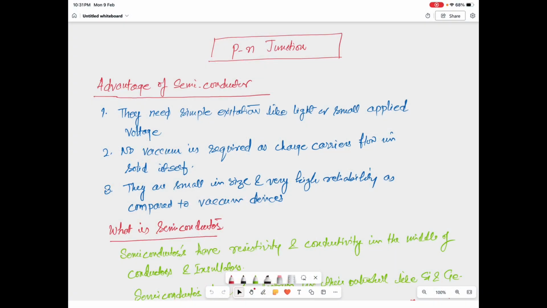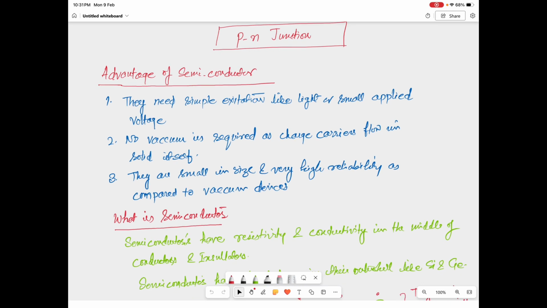In this video, we will discuss the PN junction, which is the main part of semiconductors. Before coming on to the PN junction, I'll give a brief introduction of what a semiconductor is and what P-type and N-type semiconductors are. The advantage of semiconductors is that they need simple excitation, like light or a small applied voltage, for the carriers to flow.